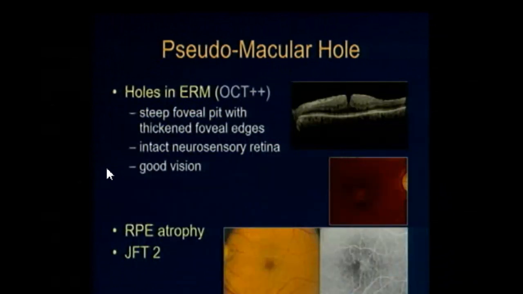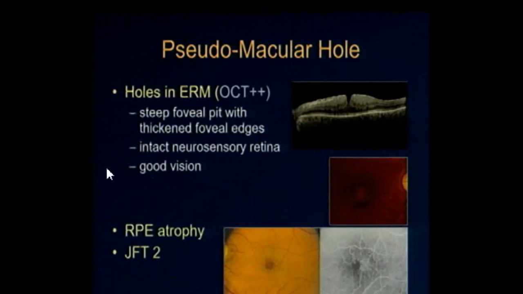Now, pseudo-macular hole is different. You have no loss of tissue. What you have is an epiretinal membrane, okay, that is kind of pulling centripetally towards the center, and you get this deep depression of the fovea that looks like a hole, but it's not. But you see that it's intact. Okay, the outer retina is intact, the inner retina intact, and that's a pseudo-macular hole. And usually, people don't see anything.